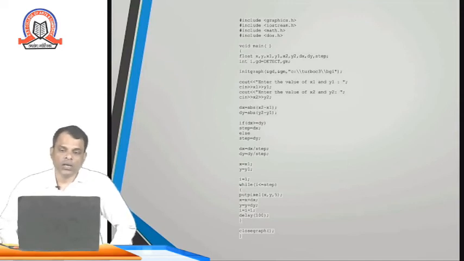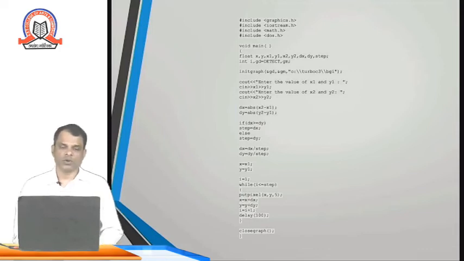This is a C++ program for the DDA line drawing algorithm. These programs are easily available on the net. If you check, the initial values are taken, that is start point and end point, then the difference is calculated. Okay, then an if condition is used to decide the steps. Once the steps are decided, then incrementing factors are found.